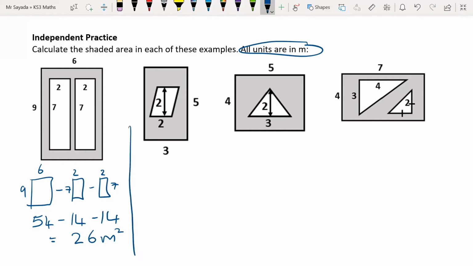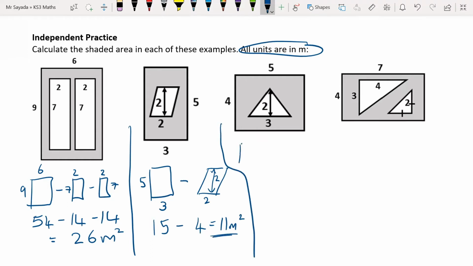Next one, so we have the rectangle, which is a 3 by 5, and we need to minus from that rectangle this parallelogram, which is base of 2 and height of 2. So the area of the rectangle is 15. The area of the parallelogram is 2 times 2, which is 4. So that leaves us with 11 meters squared.